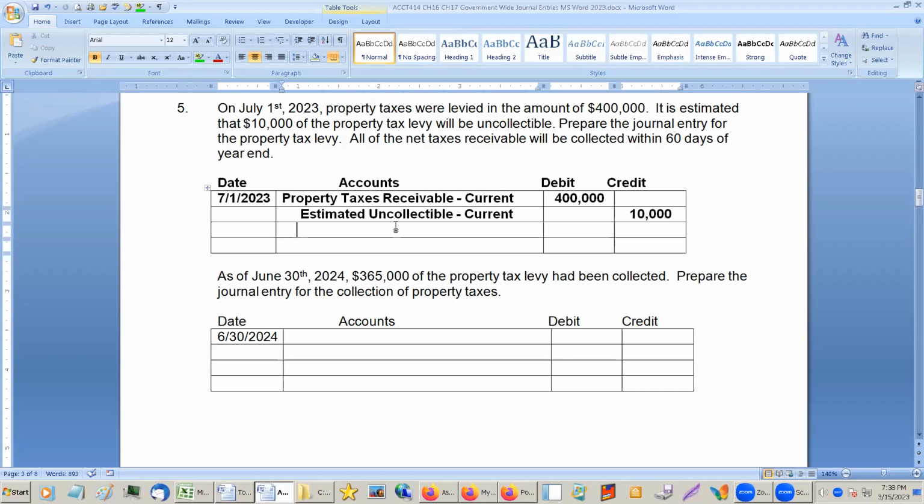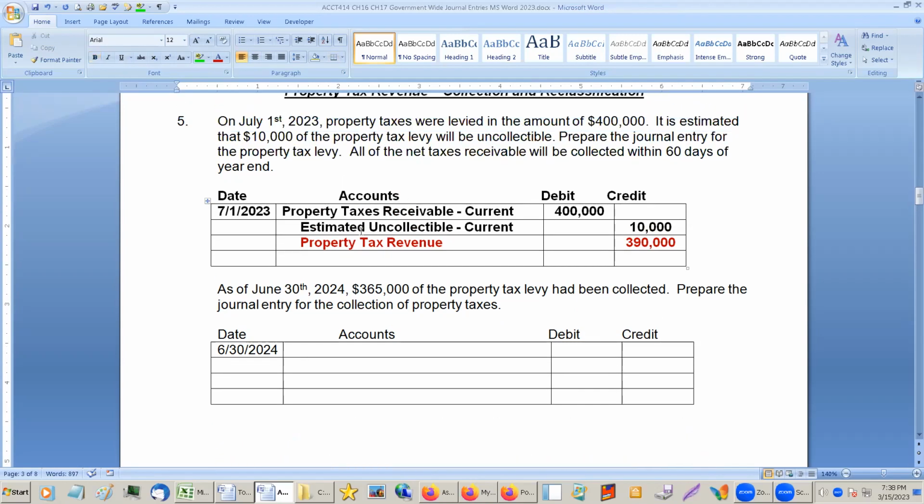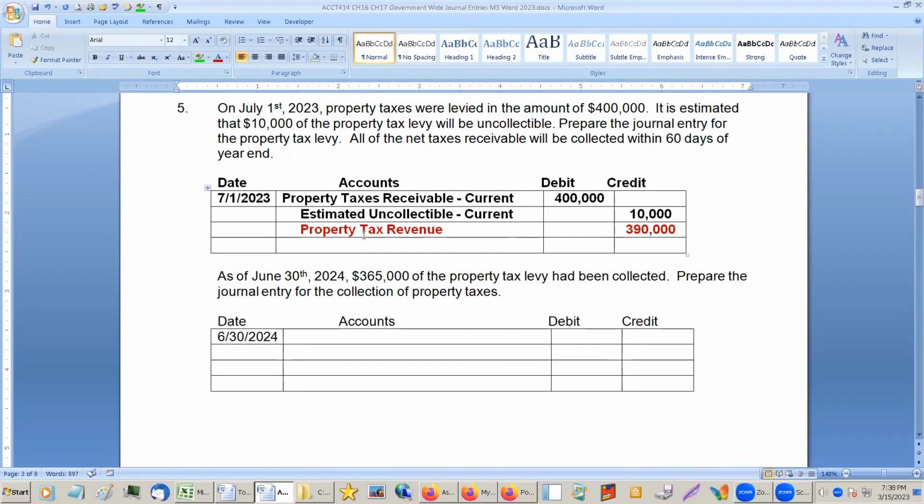And so we'll have the way we just did previous page. Okay, as of June 30th of 2024.